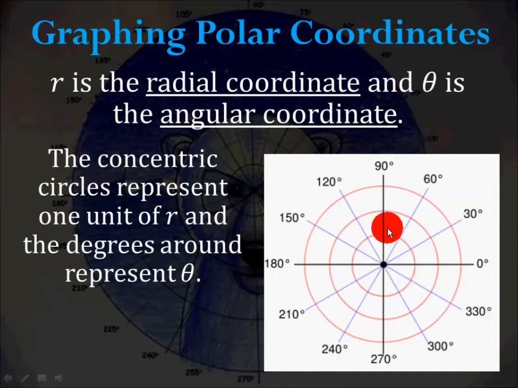This first red circle represents all the points that are one unit away from the pole. The second circle are all the points that are 2 units away from the pole. All right? Now, of course, this is 1, 2, 3, but you could also make it 2, 4, 6, or whatever scale, just like when you graphed on the x and y-axis.